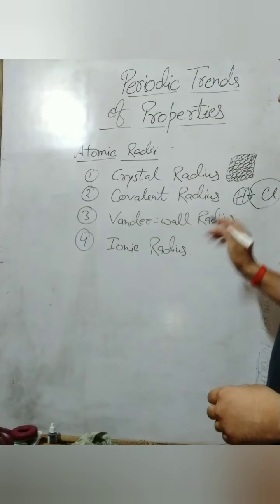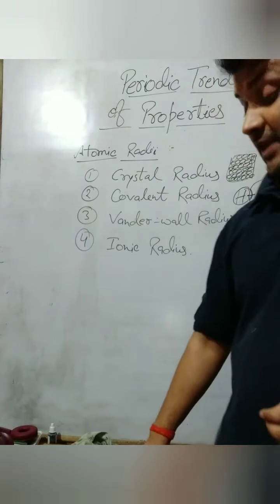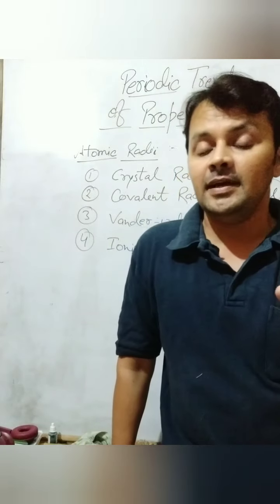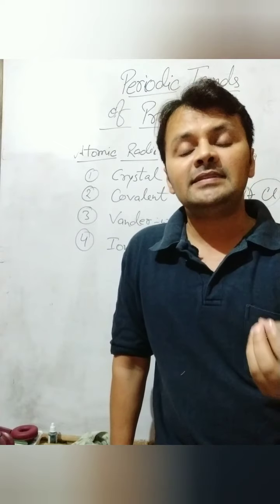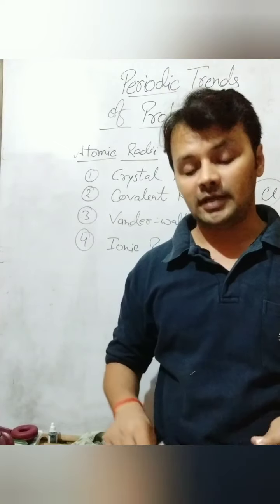And the third point is the van der Waals radius. The van der Waals radius is the radius calculated when atoms are not combined.